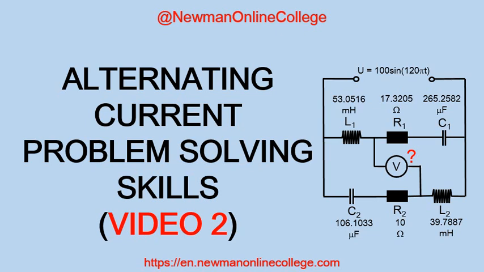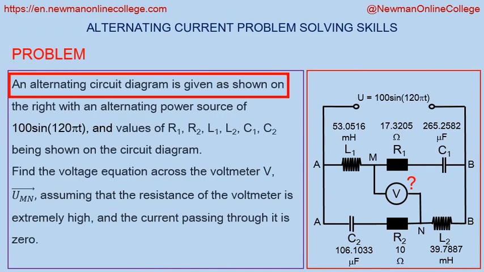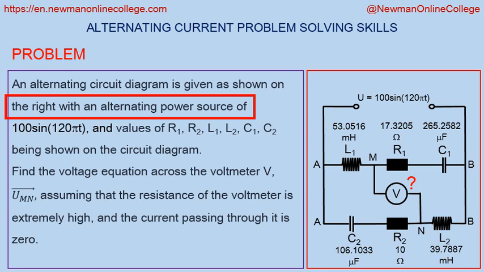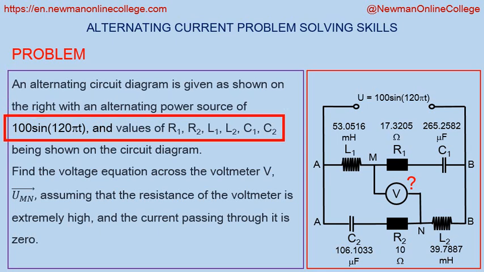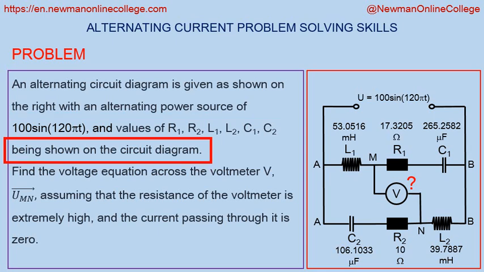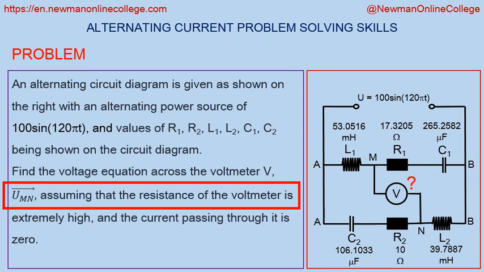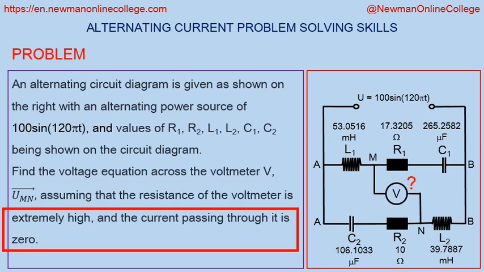Video 2. Problem. An alternating circuit diagram is given as shown on the right with an alternating power source of 100 sin(120πt), and values of R1, R2, L1, L2, C1, C2 being shown on the circuit diagram. Find the voltage equation across the voltmeter V, vector U_MN, assuming that the resistance of the voltmeter is extremely high, and the current passing through it is zero.